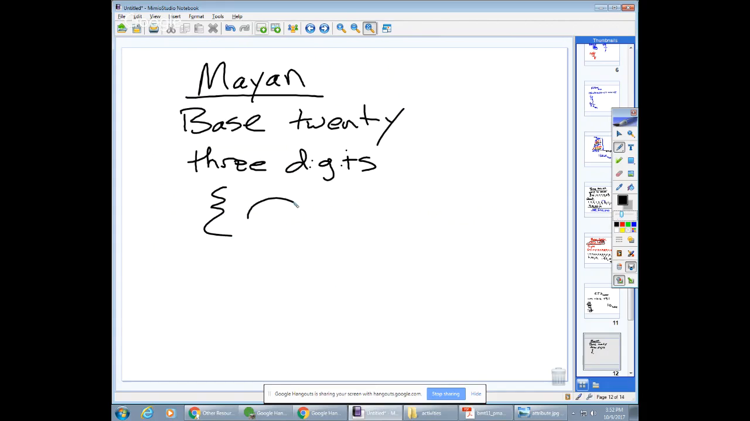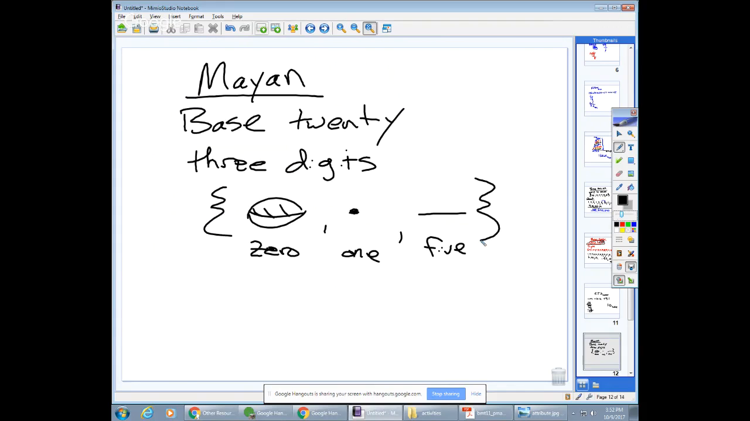Their digits are a clamshell, which represents 0, a pebble or dot, which represents 1, and a stick or a bar that represents 5. Another thing about Mayans: where we write our numbers with the smallest place value to the right and move to the left, the Mayans write their smallest place value at the bottom and go up.